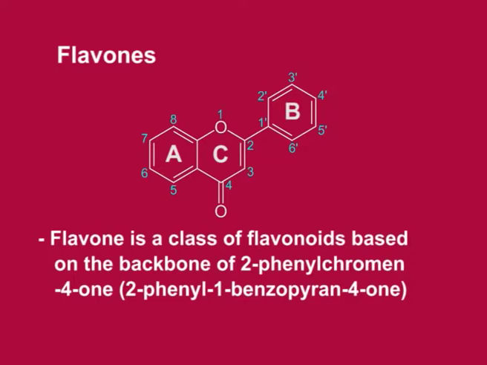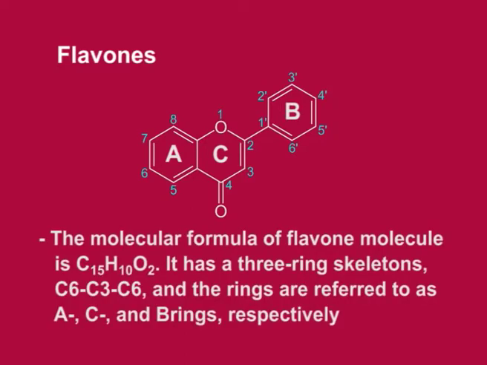2-phenyl-1-benzopyran-4-one. The molecular formula of the flavone molecule is C15H10O2. It has 3 rings. The skeleton contains C6, C3, C6 and the rings are referred to as A, C and B rings respectively. Flavones have three functional groups including hydroxy, carbonyl and conjugated double bond. Consequently, they give typical reactions of all three functional groups.